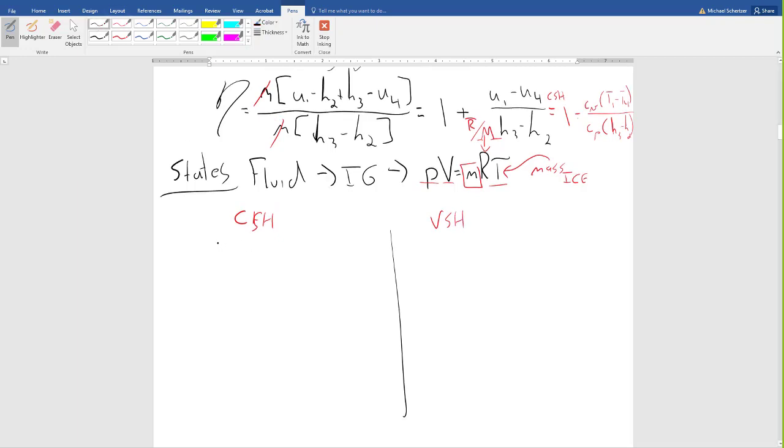So here, if it's constant specific heat, delta U is equal to CV times delta T. Delta H is equal to CP times delta T. If it's variable specific heat, delta U is just equal to delta U. Delta H is equal to delta H. We're going to find these things on our equation, or on table 822.